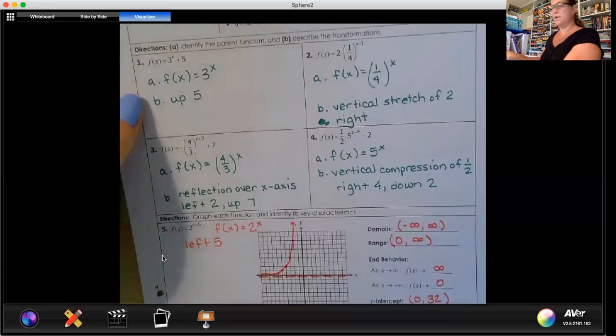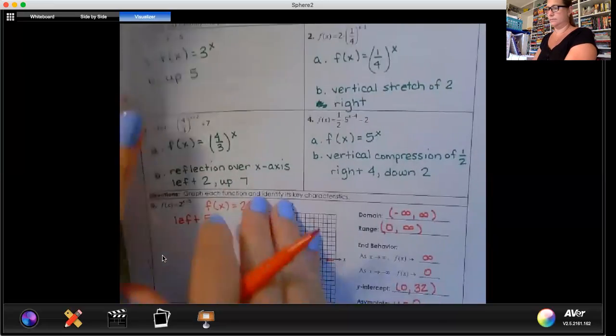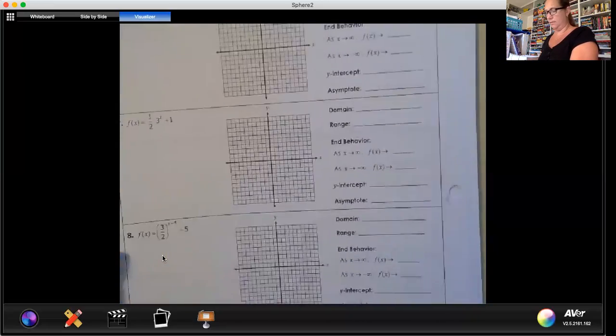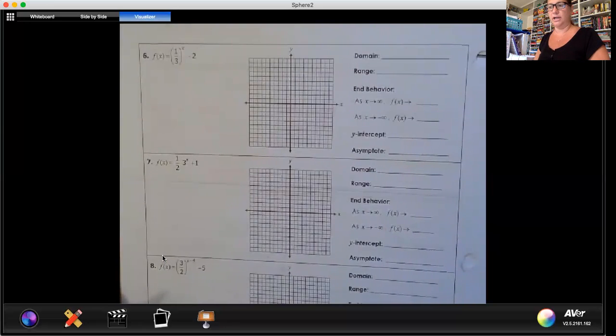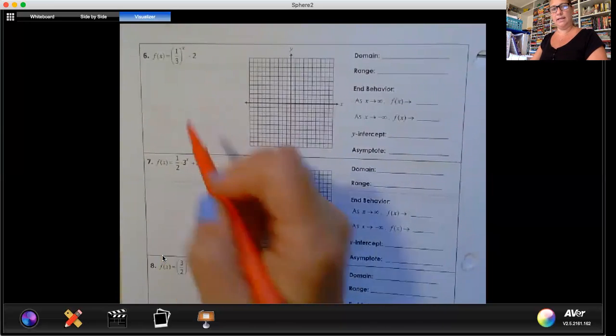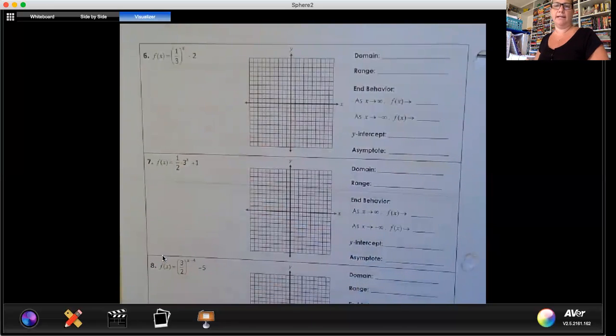All right, I would like for you guys to pause your video. I'd like for you to work on problems 6 through 9 on the back, then come right back and check your answers. Also make sure that in this blank space you are writing down the transformations that are occurring in each particular equation.